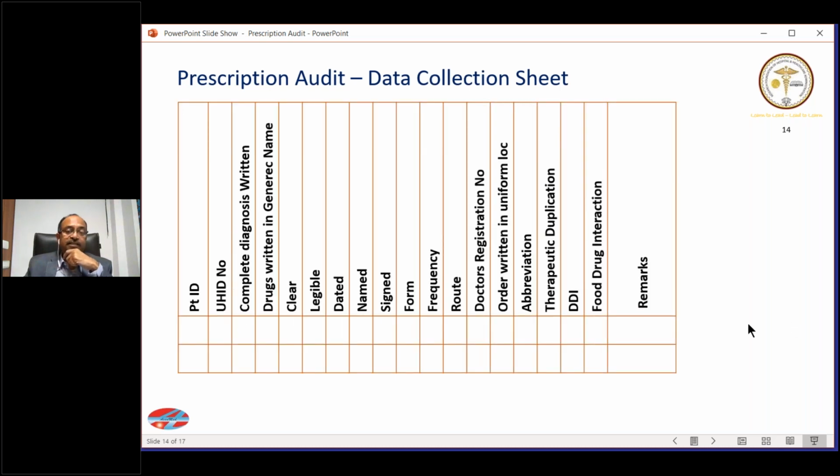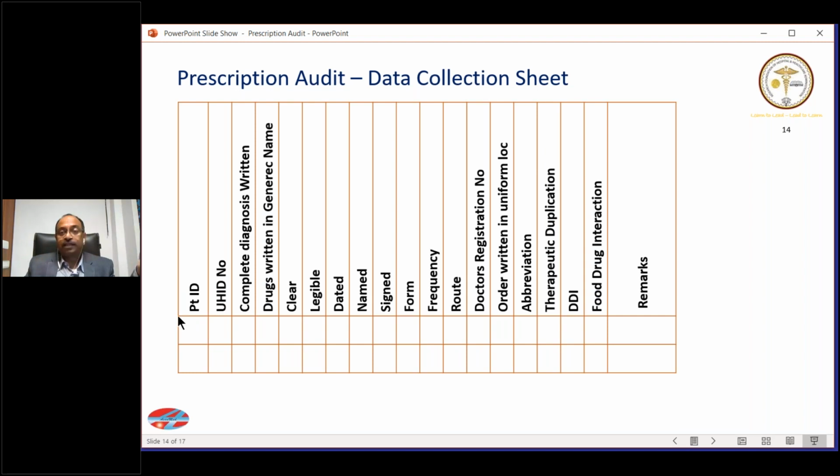So these are the parameters that I told you as a checkpoint. So we have patient ID, UHID number. Patient ID I have written here because we are not supposed to write the name of the patient. So in the data collection form, like I said, it has to be anonymous for the patient. So we don't write patient's name. We just write patient ID. Now this ID can be a simple sequence number.